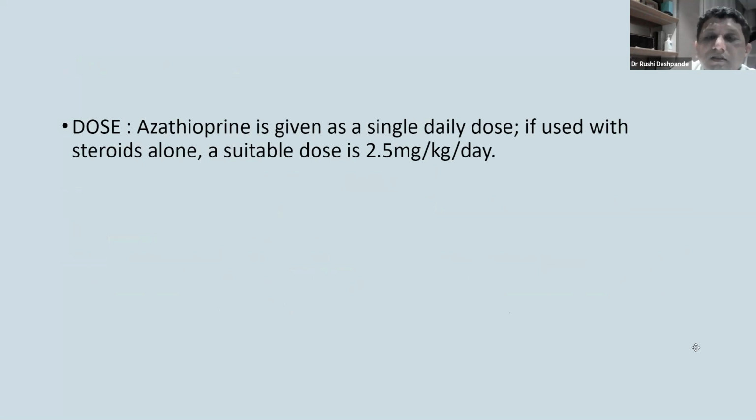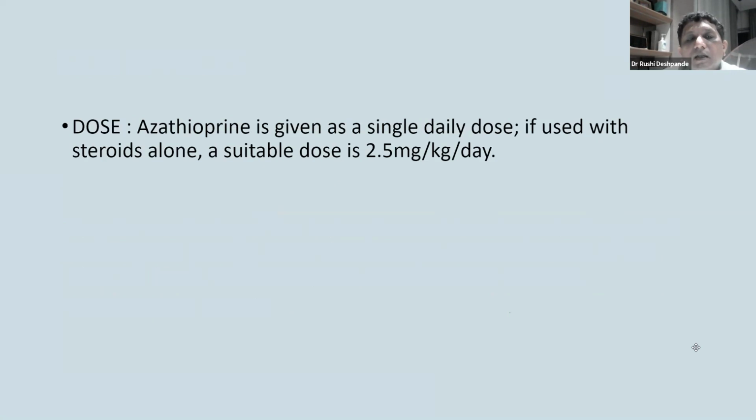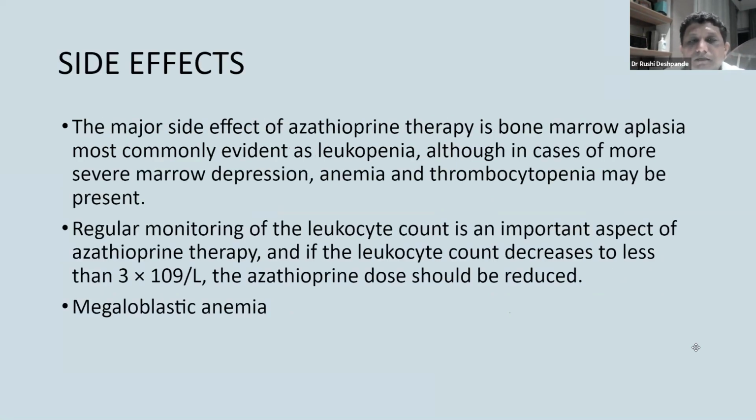We normally use this as a single daily dose; between 1.5 to 2.5 milligram per kilogram per day is a standard dose. Drug levels are not available, so the adjustment is based on measurement of the WBC and the platelet count. As long as they are stable and there is no hepatotoxicity, we use the drug. The advantage is that it is inexpensive, fairly affordable, and it's a very good antiproliferative when there are no side effects.